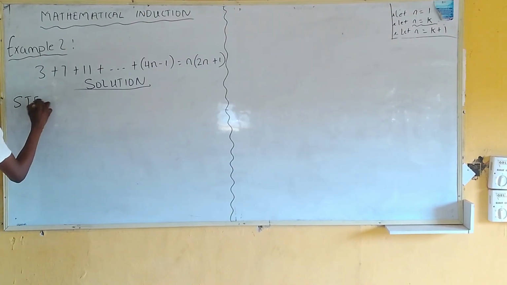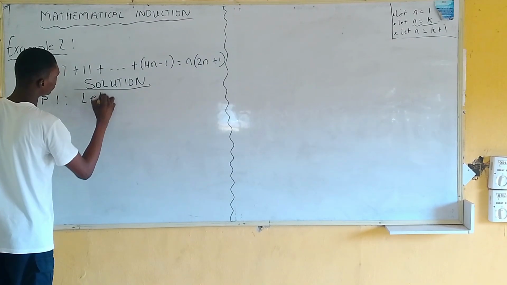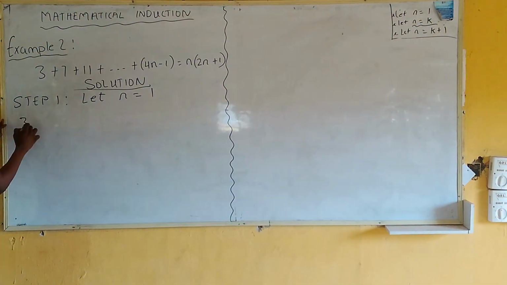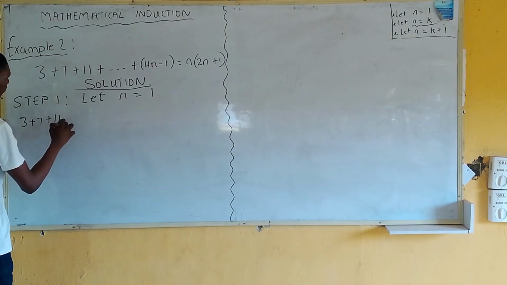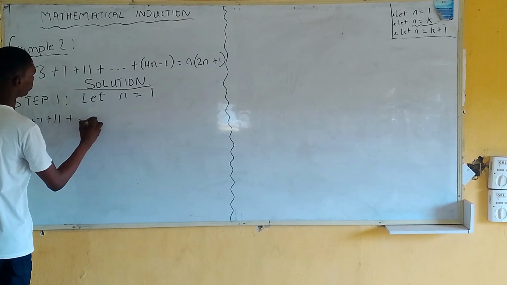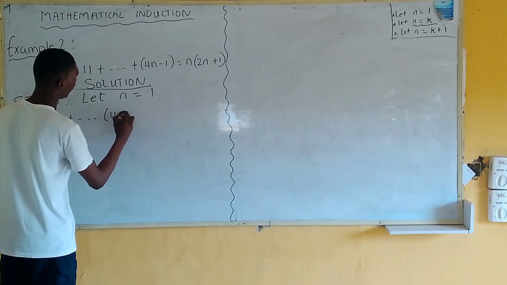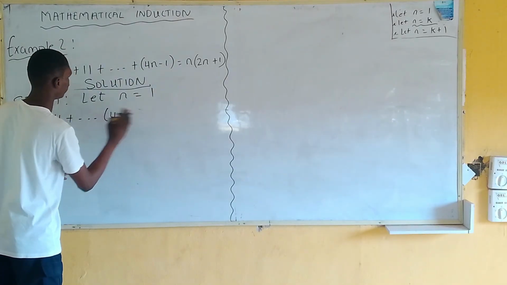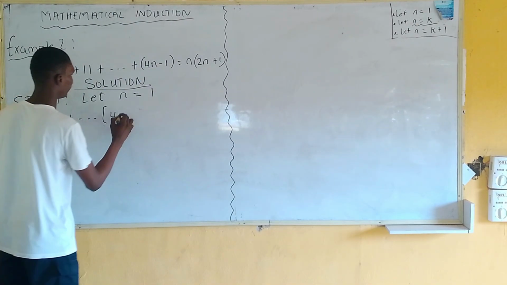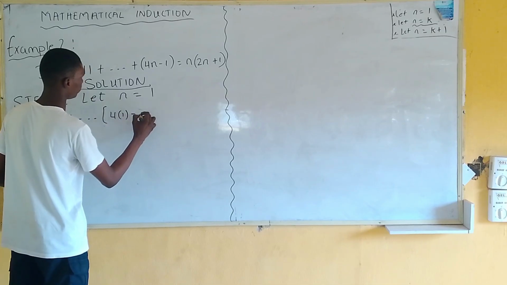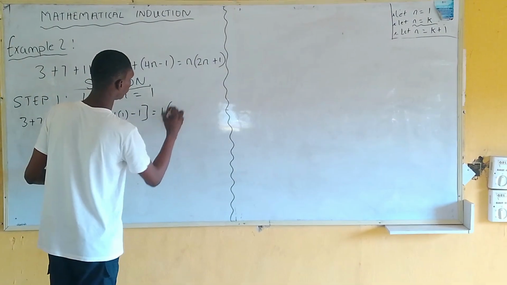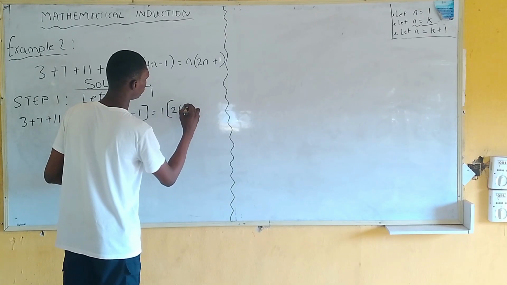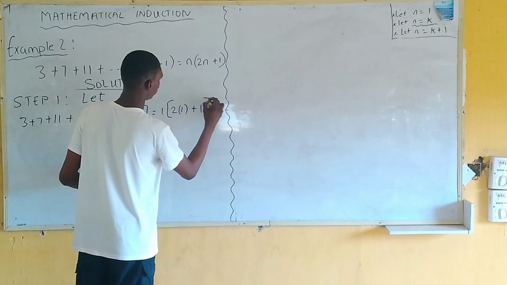Step 1. Let n be equal to 1. So if n is equal to 1, we have 3 plus 7 plus 11 plus dot dot dot plus (4n minus 1). Since n is equal to 1, we can input it: 4(1) minus 1 is equal to 1(2(1) plus 1).